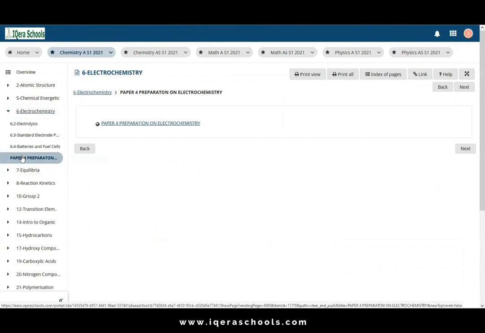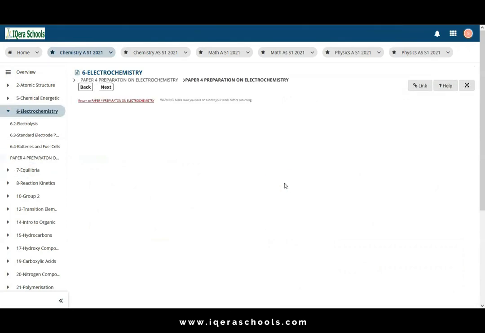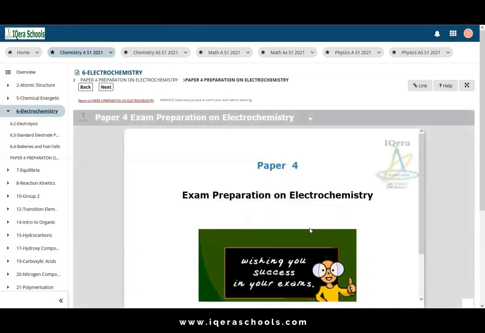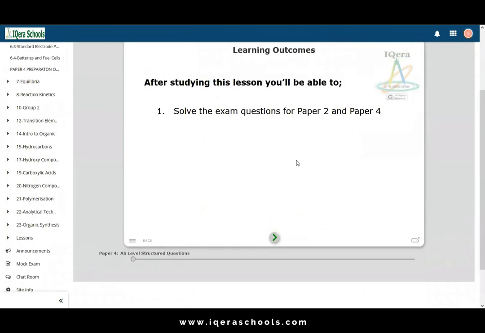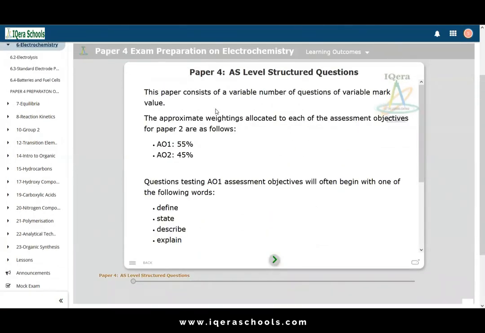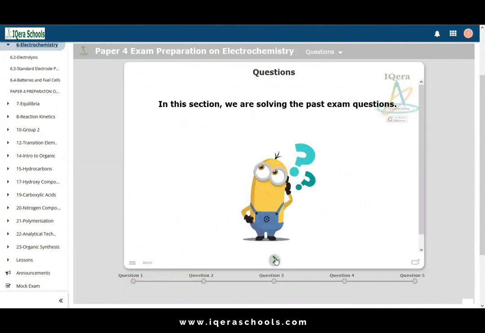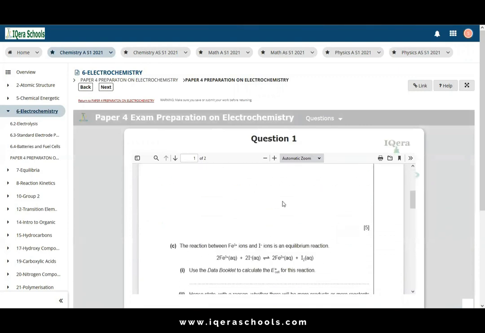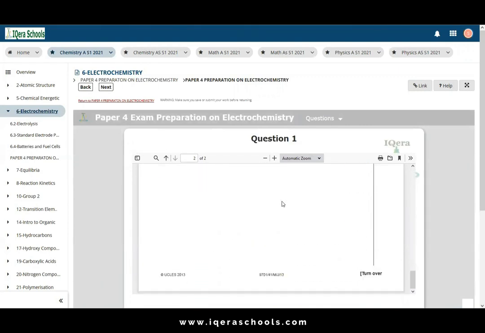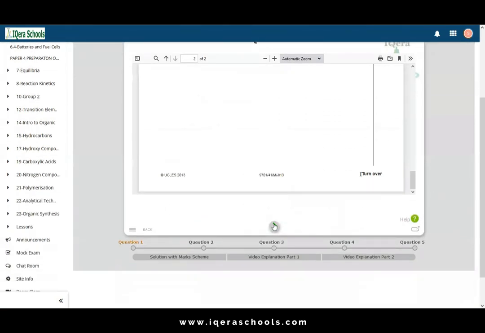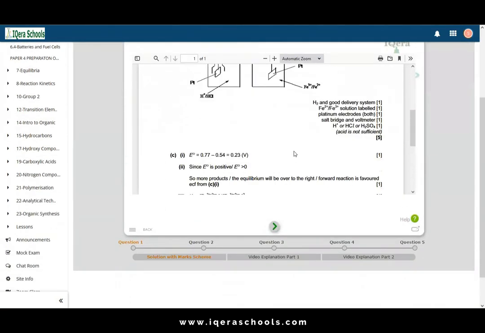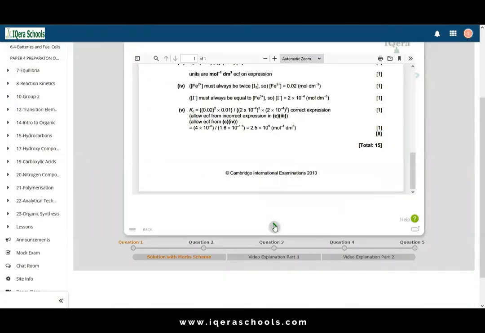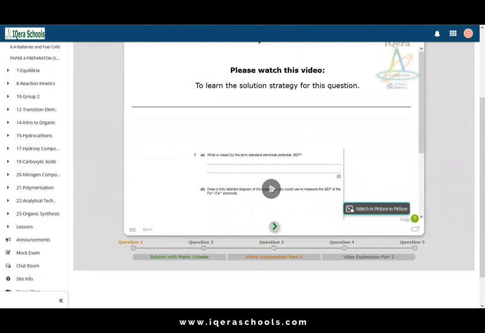And that brings us here to paper 4. And this is that actual exam preparation. So here they're going to be solving this question. And here is the actual exam question. The second part is the actual solution is given to them. And probably the most important part is the strategy for solving this.